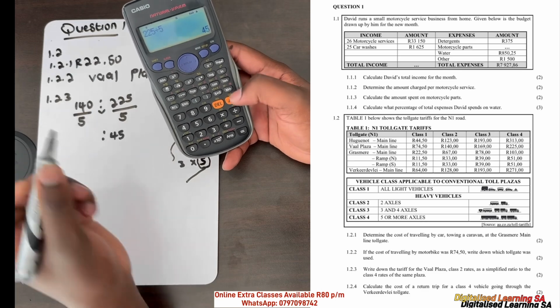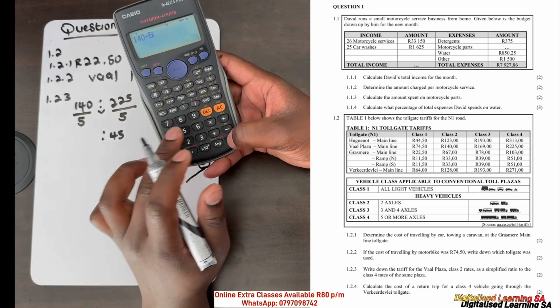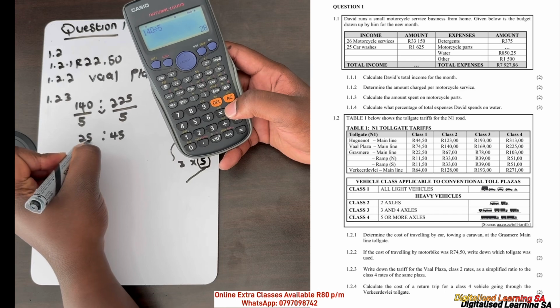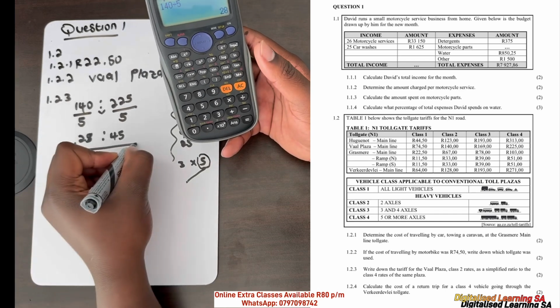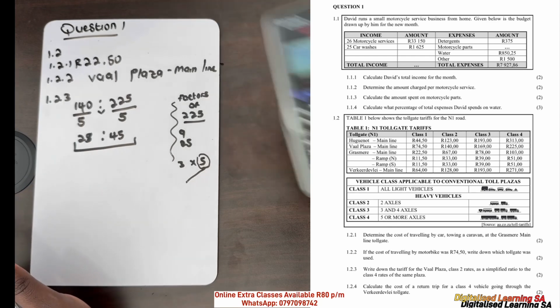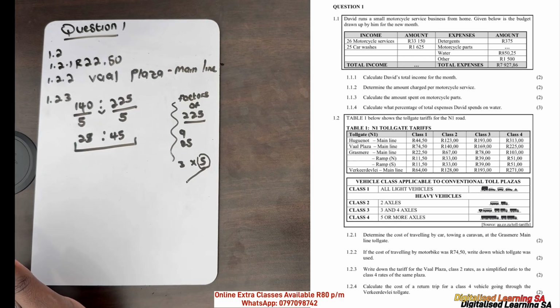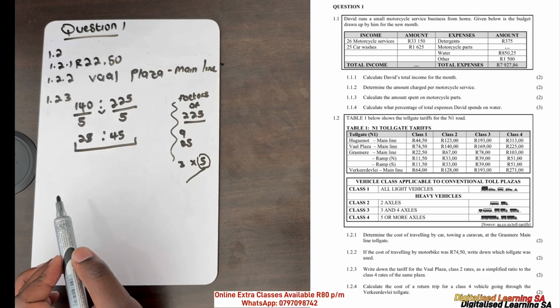45 is to 140 divided by 5, our answer is 28. So we can see that both answers do not have any commas, so we can simply say that this is our simplified form.